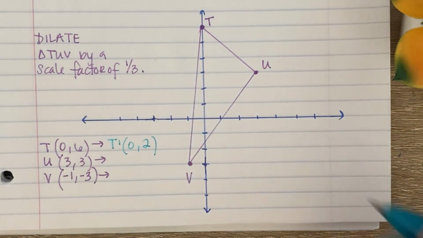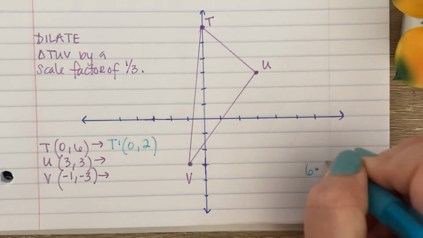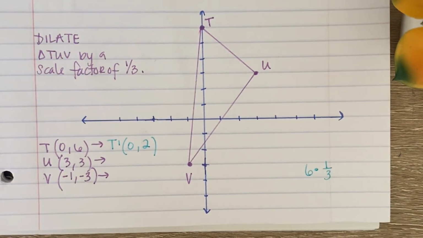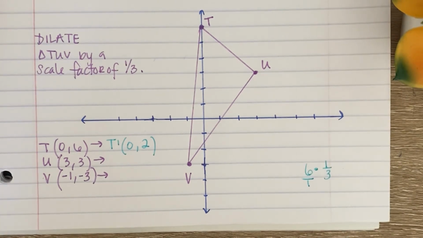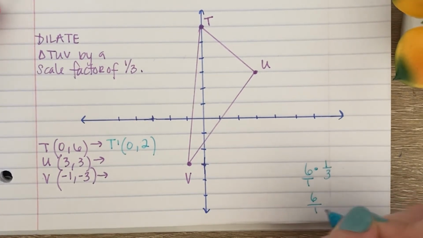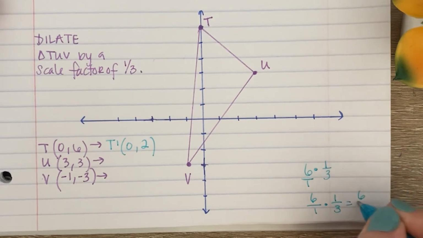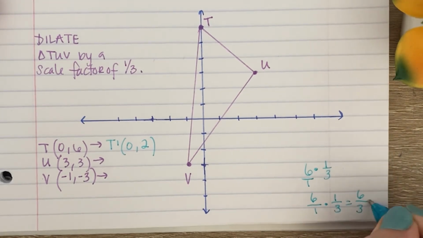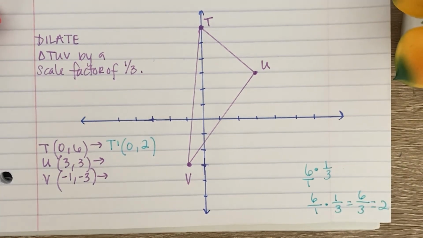Now, a side note right here, if you want to know how to multiply this out, you have 6 times 1/3. Remember, you multiply across, but you need to make the 6 into a fraction. The way you do so is by putting it over 1. Once you put it over 1, it's 6/1 times 1/3. And for multiplying fractions, you just multiply across. So 6 times 1 is 6, and 1 times 3 is 3. And then you simplify that, so 6/3 becomes 2. And that is how we got 2.